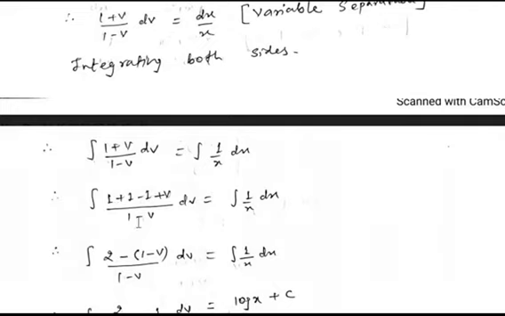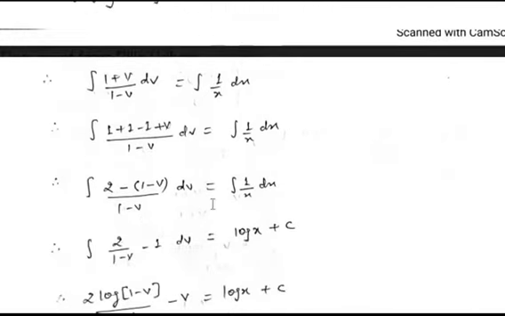So 1 plus 1 is 2. Now taking minus sign common, so inside the bracket we have 1 minus v. You can see that this result and this both are same. 2 minus 1 is 1, and minus minus plus v, right? And divide by 1 minus v, and that is equal to 1 by x dx.